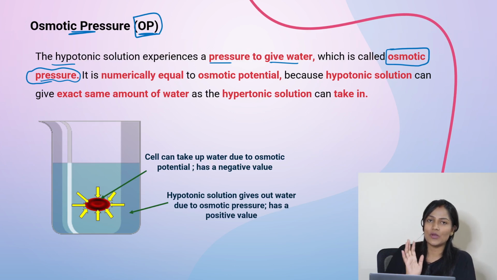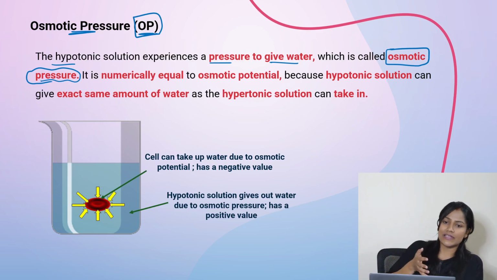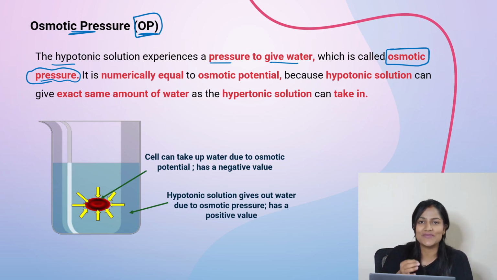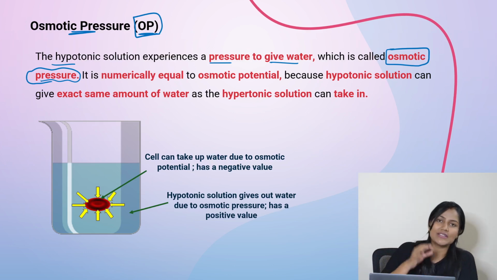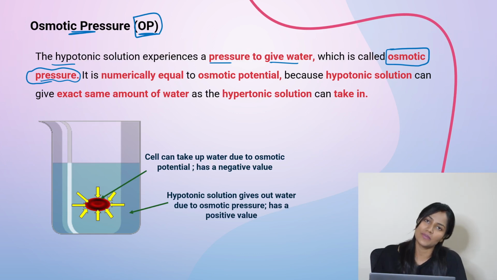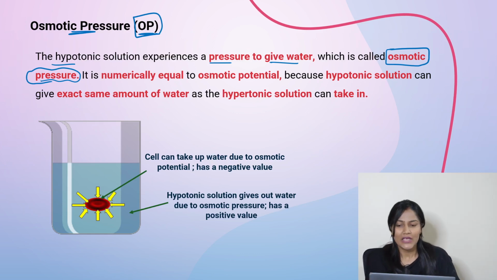I'm going to repeat it once again. Hypertonic solution is going to pull the water towards itself. This is known as osmotic pressure. Hypertonic solution will pull water towards itself, which we call osmotic pressure. That's it. So it is numerically equal to osmotic potential.